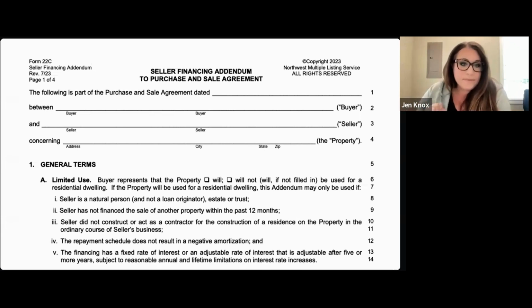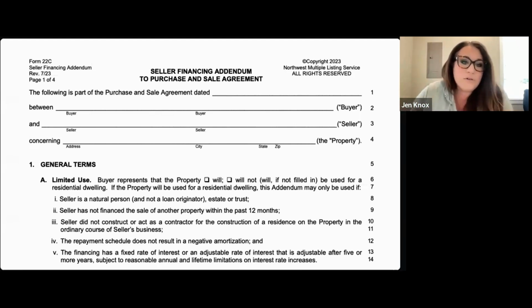So number three, the seller did not construct or act as a contractor for the construction of a residence on the property in the ordinary course of the seller's business. So again, this isn't a method of flipping. This is to keep away that idea of predatory lending, under the table lending, right? This is just for the transfer of real estate when constructed in the normal course, not as a person taking these items and flipping them.